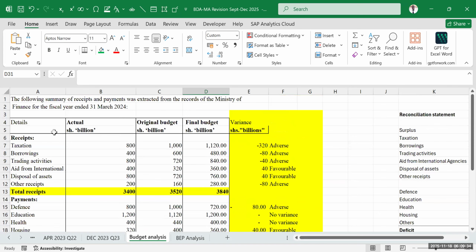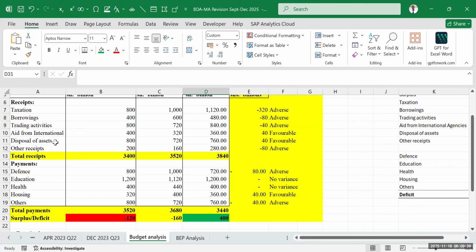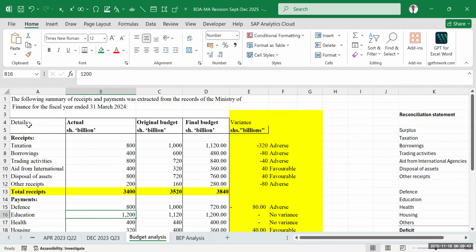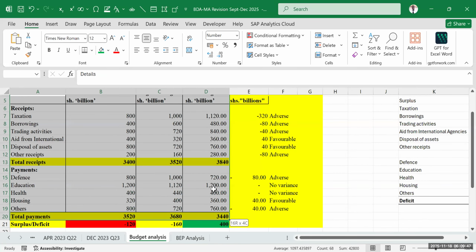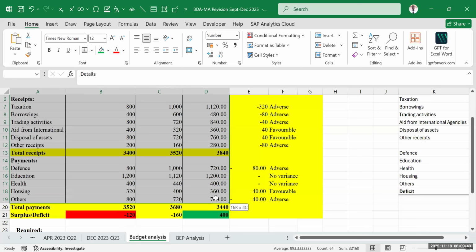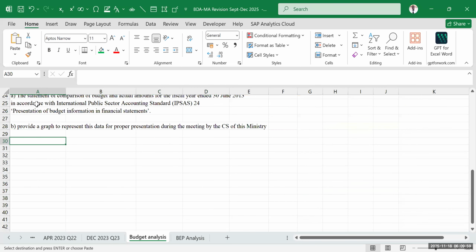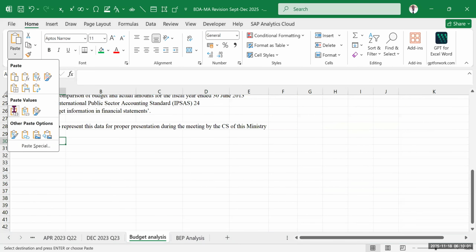And because we are drawing our graph, and when we are drawing a chart, we do not need these subtotals and all this. So you know what I will do? I just want to copy this information. I highlight the whole of it like that, up to others. Then I just want to copy it. And once I copy it, I want to bring it here, but I want to paste it as values.